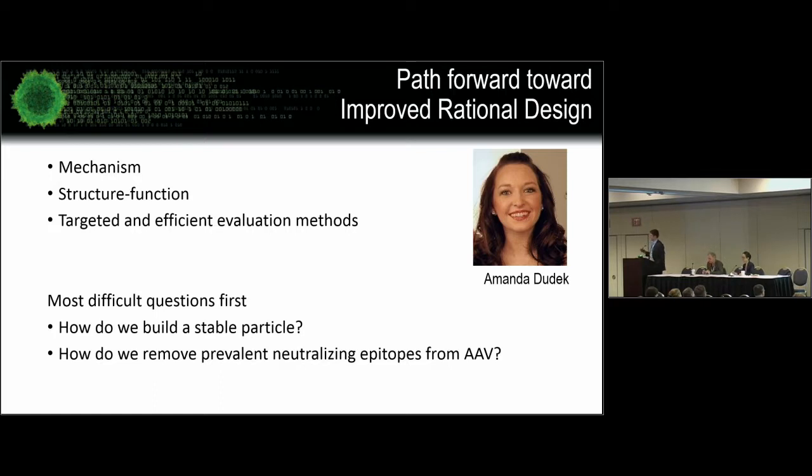Another philosophical stance, and then I'll dive into some more data, is that we would like to address the most difficult questions first. Some of these most difficult questions are, how do we just build a stable particle, for starters? If we know the rules on how to build these particles, then maybe you can put the bells and whistles on later. One of the key issues for this field, and I call it the Achilles heel of the AAV field, is neutralizing epitopes, or the problem of pre-existing immunity. One of the goals that we set forth a long time ago is, how do we ultimately develop a particle that is entirely inert towards neutralizing antibody, because it's a goal that none of us have achieved yet.